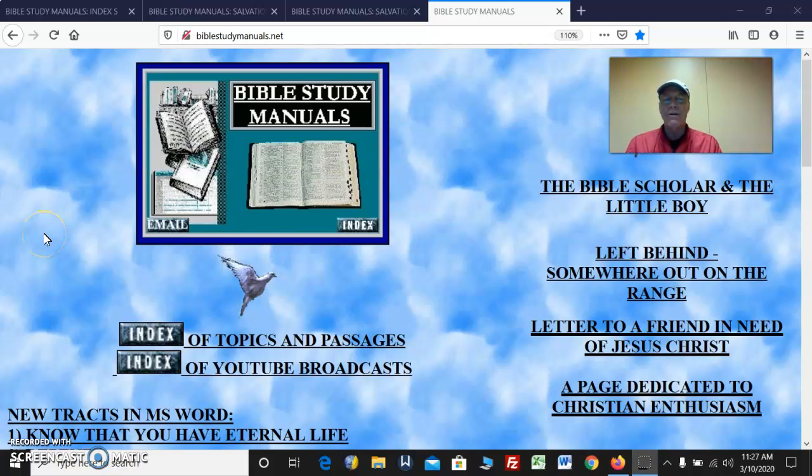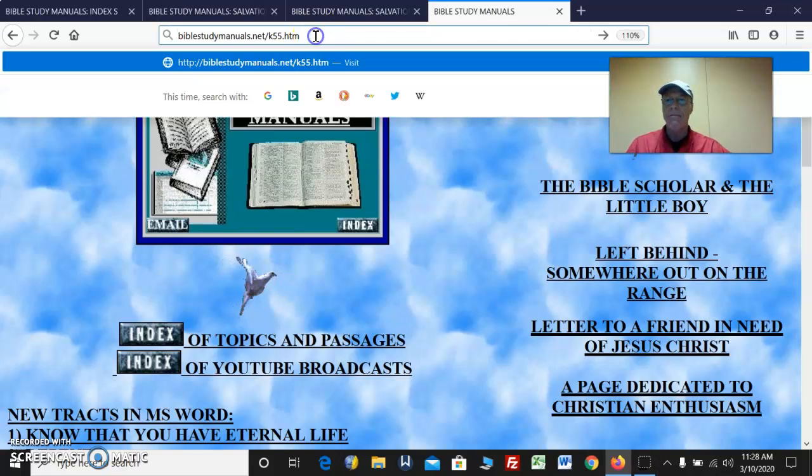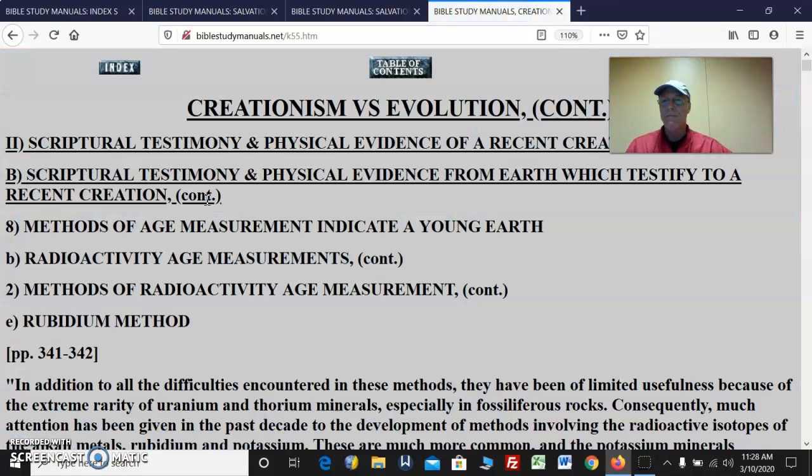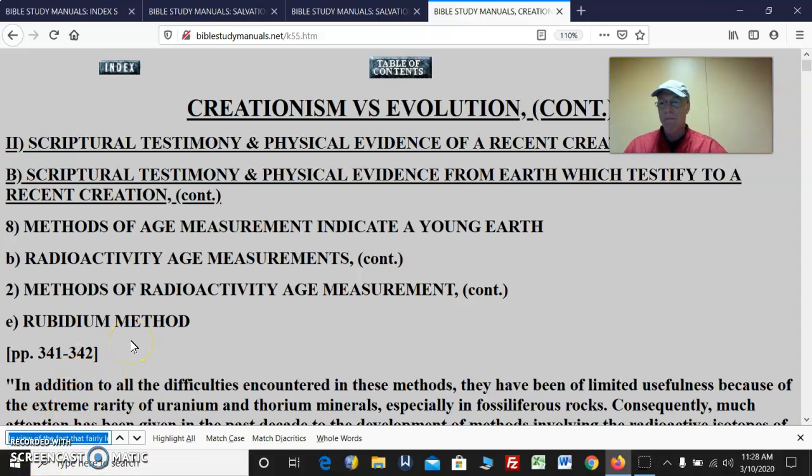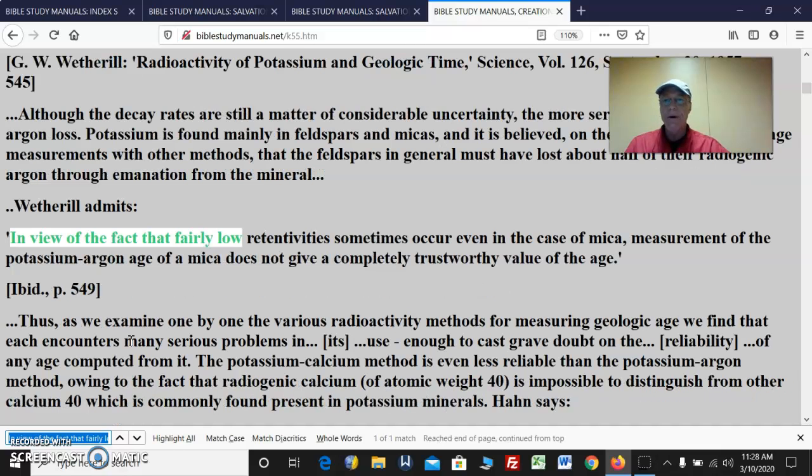Okay, back to creationism versus evolution. K55.htm. There you go. We're about in the middle of that. We now want to look for this phrase.